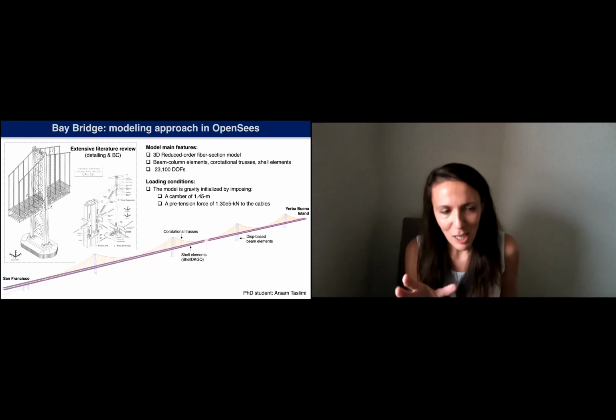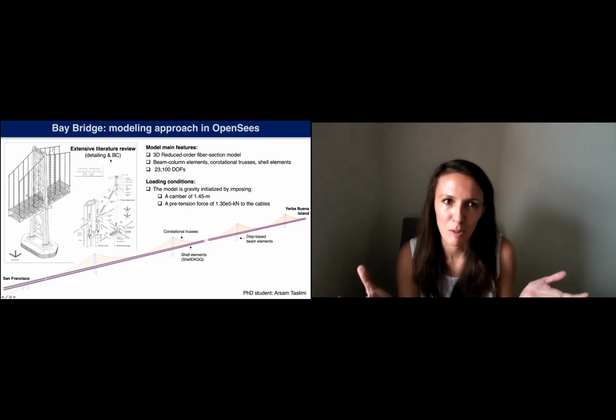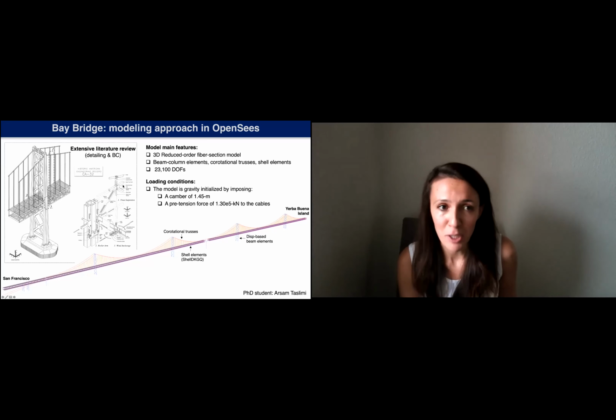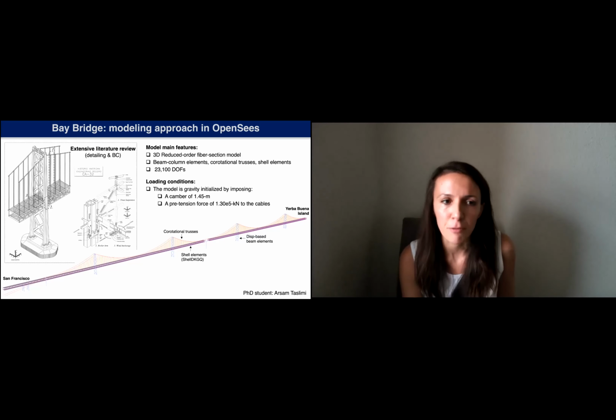Now, the structure we are going to use for our analysis is a representative structure of a distributed system: the Bay Bridge. I want to show you how we are handling the modeling in OpenSees. First, we had to conduct an extensive literature review to obtain detailed and reliable information on materials and connections.